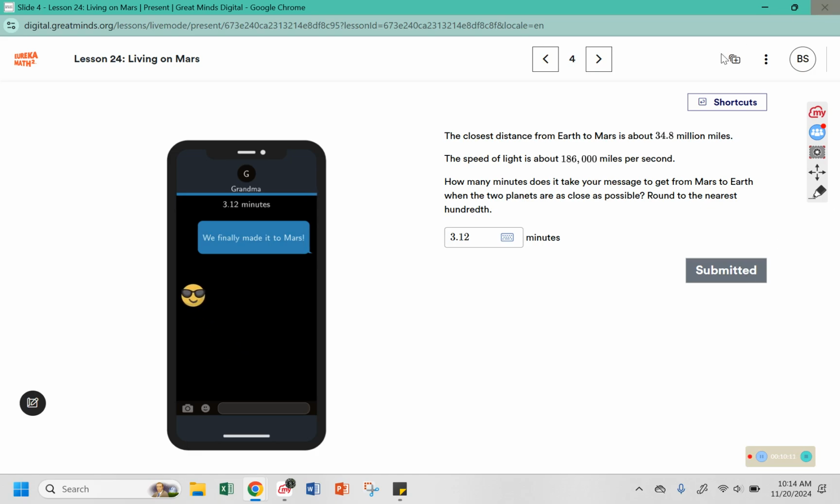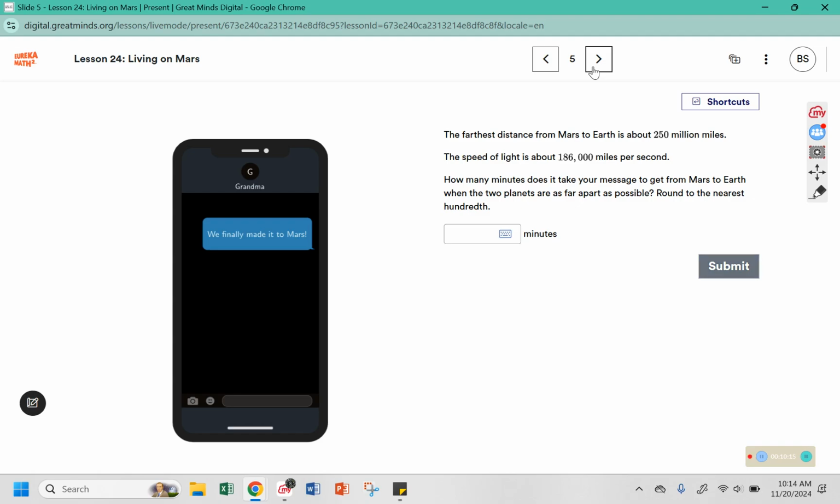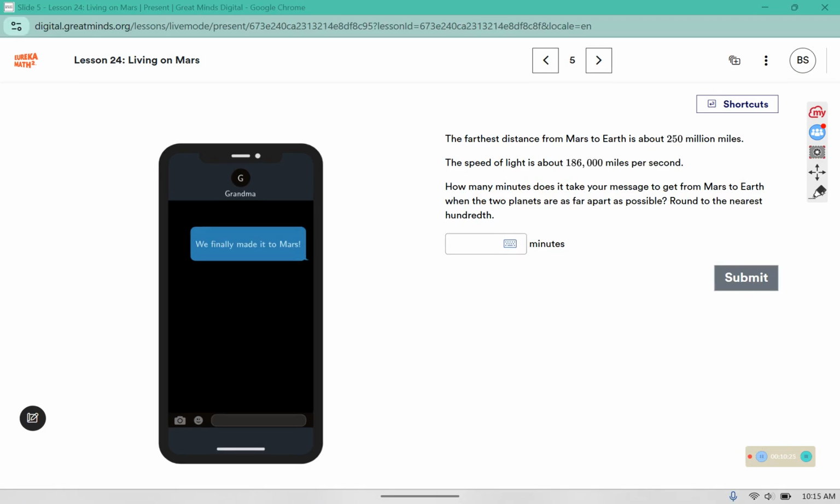And we got the smiley face, so we know it arrived. For this one, same kind of process, but instead of 38.4 million, we now have 250 million. So we're going to get rid of some place values here. We are dividing 250,000 by 186.